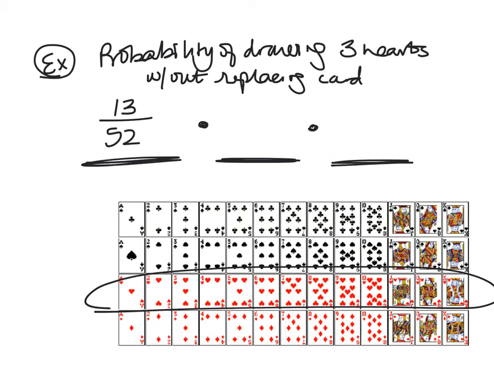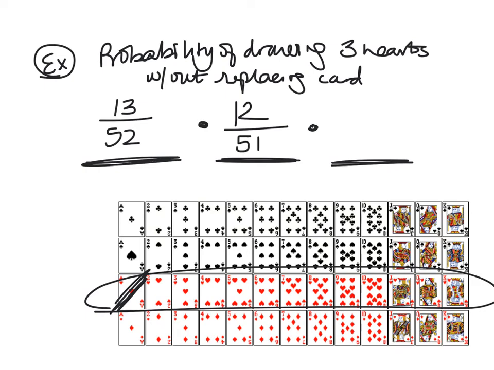So the first time I draw, I've got 13 hearts to choose from and 52 cards. Now, if I'm trying to draw 3 hearts, I have to assume that I already drew one the first time. So the next time when I go to draw hearts, I don't have 13 to choose from anymore. It doesn't matter which heart I've drawn. Now I only have 12 hearts to choose from. And the same thing is going to happen to the total number of cards in the deck. I no longer have 52 cards in my deck. I only have 51 cards.